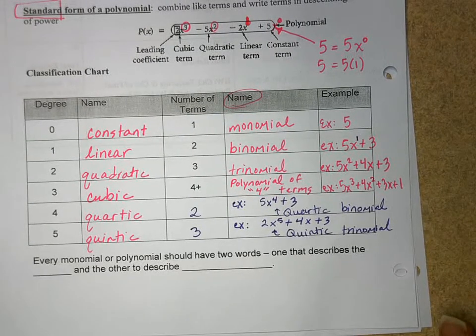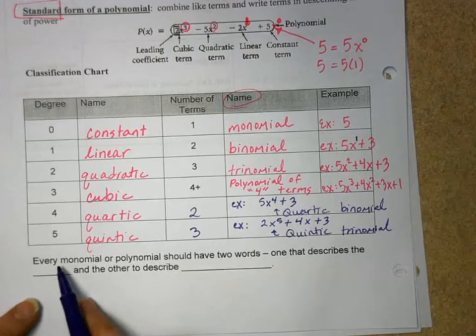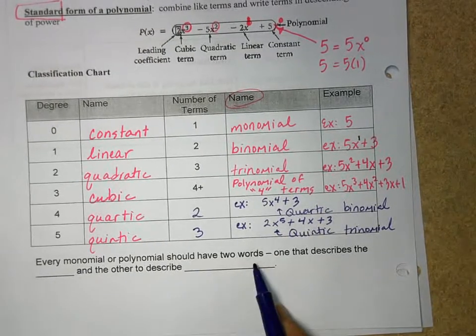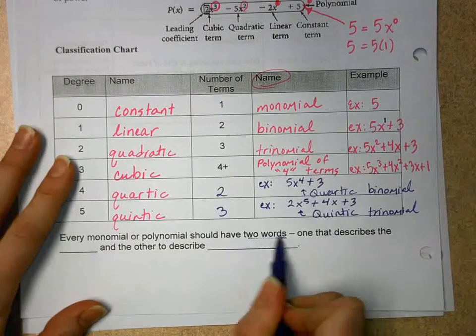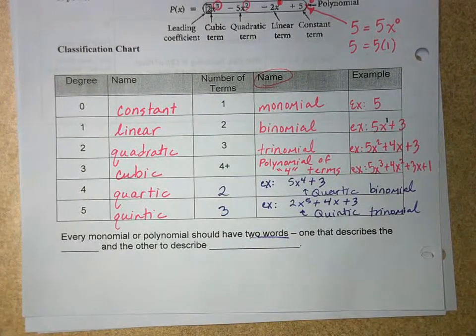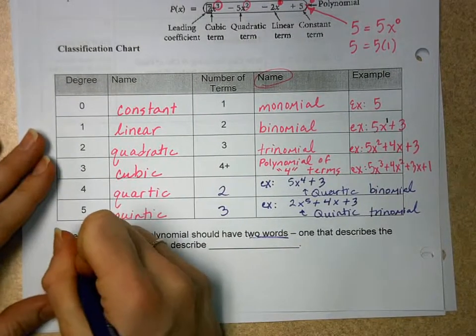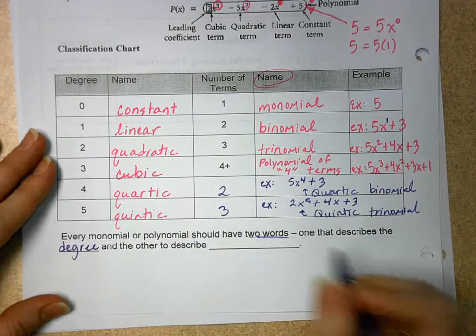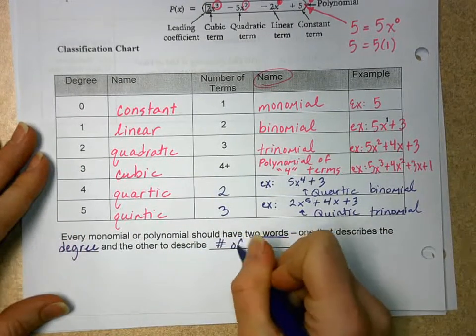Okay, real quick here. Every monomial or polynomial should have 2 words, 2 names, just like you have a first name and a last name. One that describes the degree, and the other to describe the number of terms.